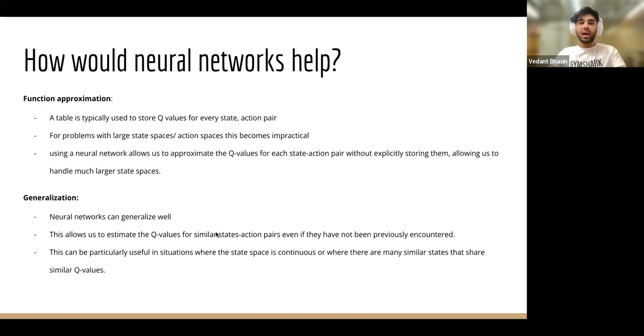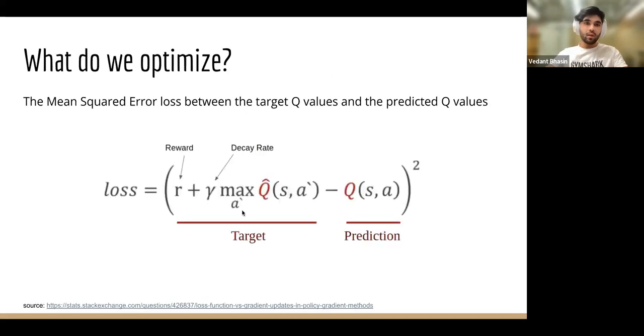And another benefit we get is that neural networks tend to generalize well, which means that once we have estimates for particular states and actions, they can generalize to similar states that haven't been visited, or even in cases where the state space is continuous. So when we're training neural networks, we need to compute a loss, which we backpropagate. But what exactly would that loss be? It's a mean squared error loss between the target Q value, which is the reward plus the discounted target Q value, and our prediction for the Q value.